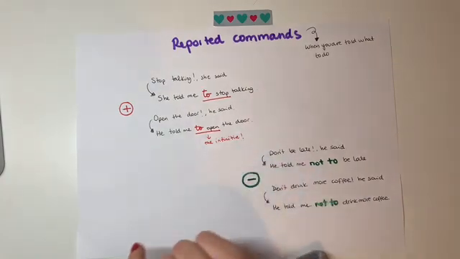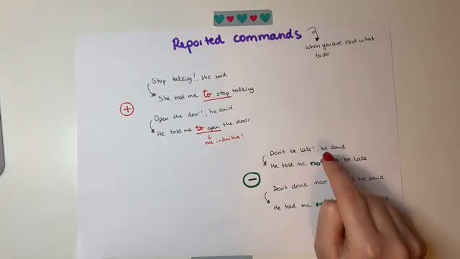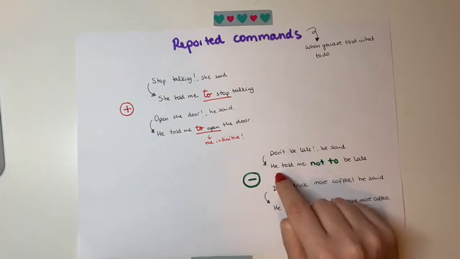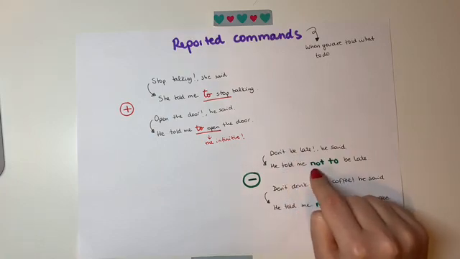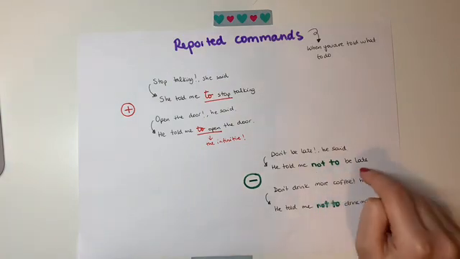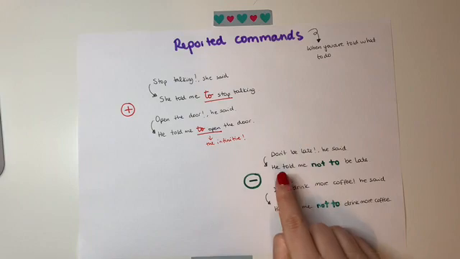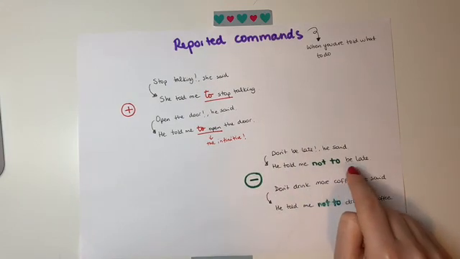That is the infinitive. What happens when it's negative? Imagine someone tells you, "Don't be late," he said. He told me not to be late. We don't say to not or don't. No, we don't say he told me don't be late. That is wrong. We say he told me not to be late.